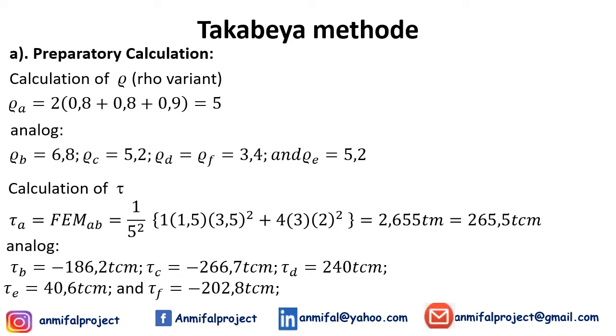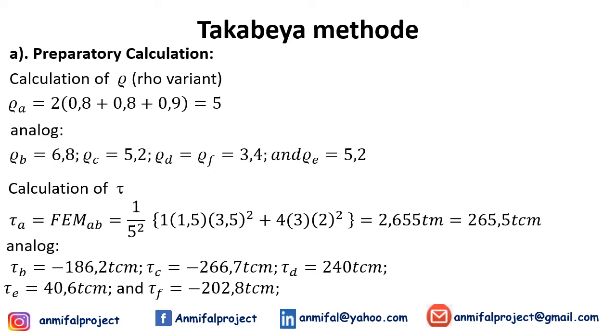Now we're going to look at the row variant at node E. What is the row variant? Of course, the row variant is the summation of the stiffness of the members that are connected at one node that you consider, or the node where you count the bending moments that occur. Then you multiply it by 2.